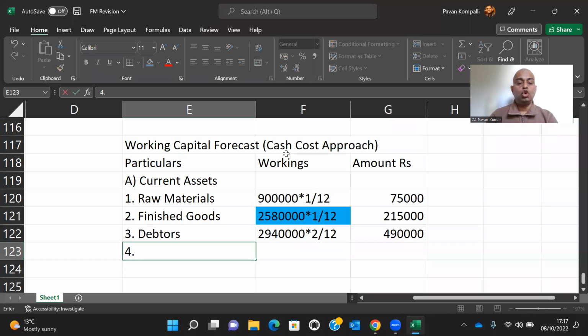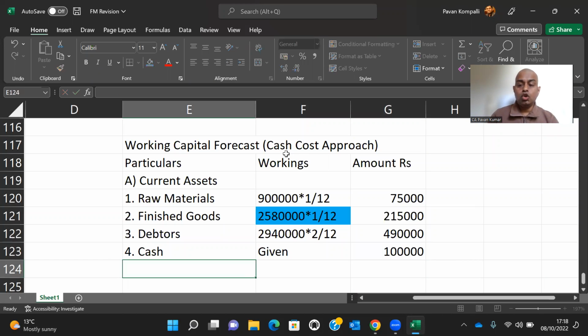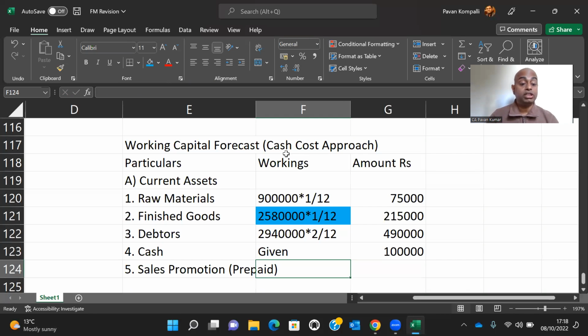Wow. Do we have any other current assets? Hello, hello, hello. Do we have any other current assets? So people are saying cash. Okay, I'll write cash also, given 1 lakh. Do we have any other current asset? Think. Any prepaid expenses? Yeah. Sales promotion. 5. Prepaid. Correct. How much? 1,20,000 annually, paid quarterly in advance.